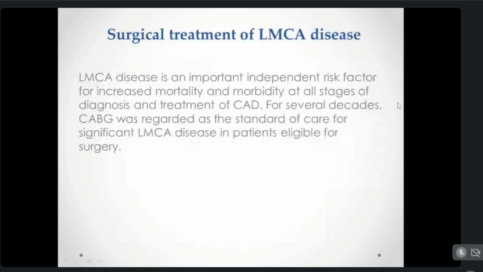Now we have the surgical treatment of left main coronary artery disease. Left main coronary artery disease is an important independent risk factor for increased mortality and morbidity at all stages of diagnosis and treatment of coronary artery disease. For several decades, coronary artery bypass graft was regarded as the standard of care for significant left main coronary artery disease in patients eligible for surgery.